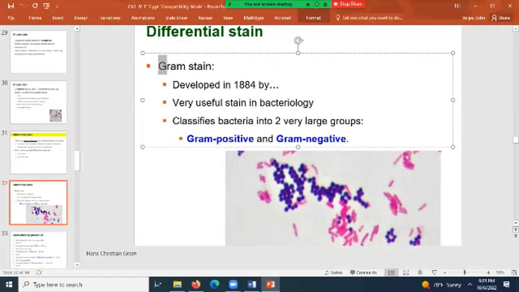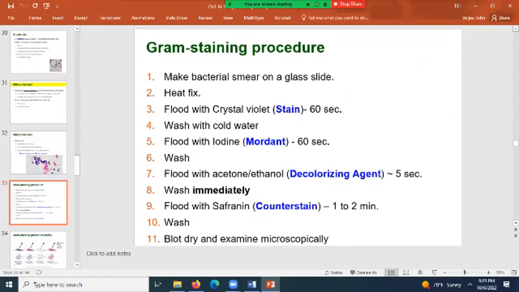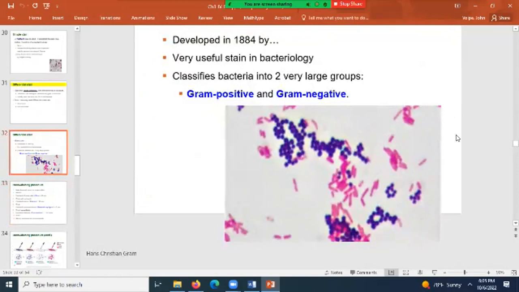So here, we're looking at a picture of cells stained by the Gram stain. And you can see dark purple cocci, which are gram-positive cells, and then pinkish rods or bacilli, which are gram-negative cells. Any question about any of this?